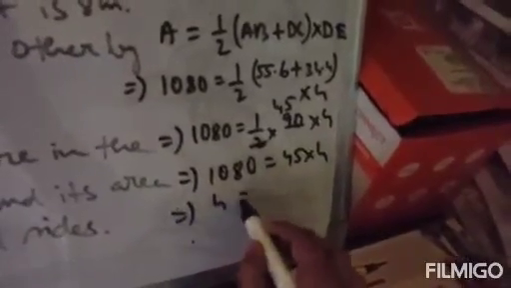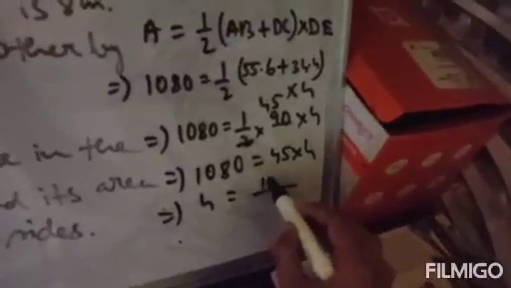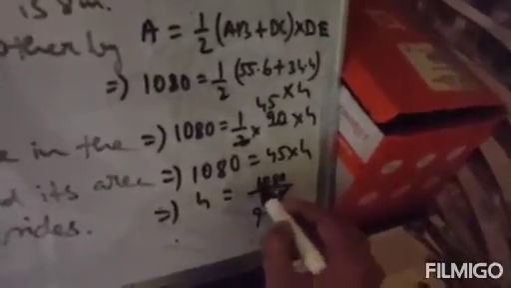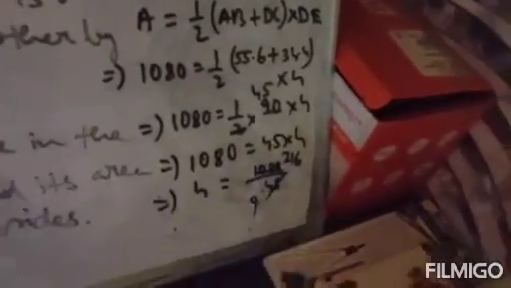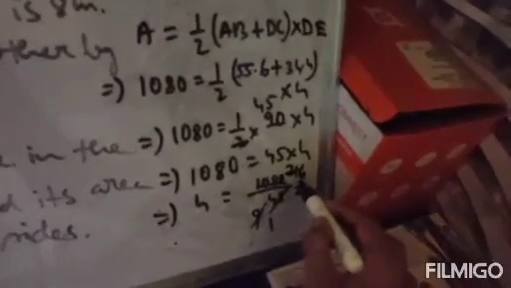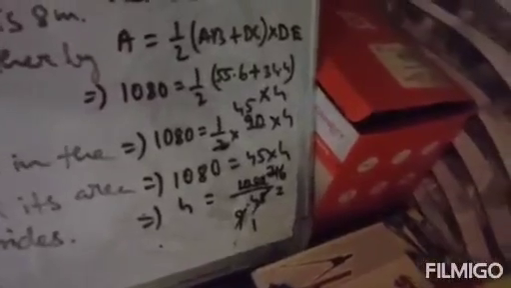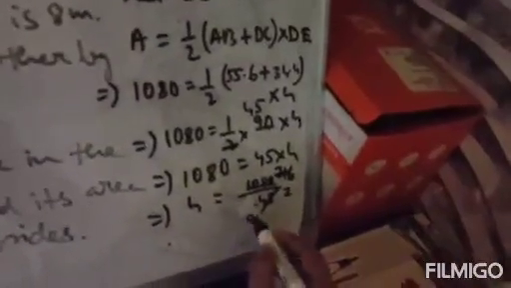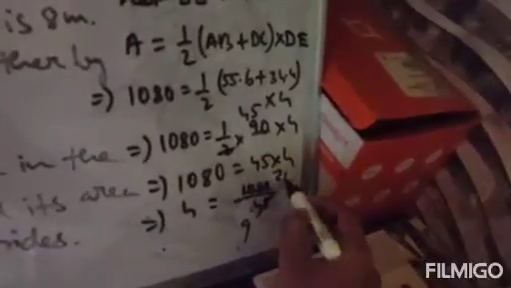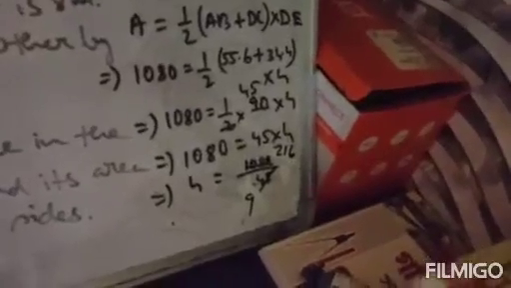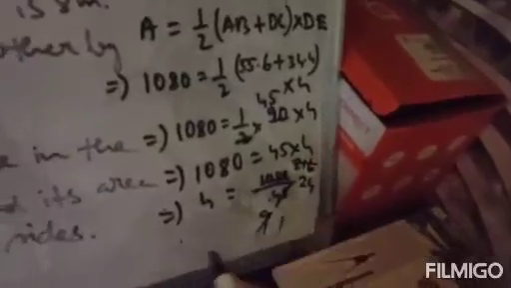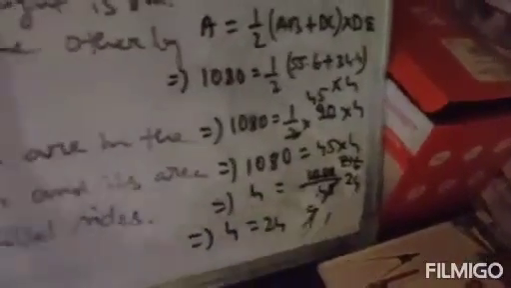Now write h equals to 1080 divided by 45. Now reduce it by 5, 5 9s are 45, 5 2s are 10, 5 16s are 80. Reduce it by 9 directly, 9 1s are 9, 9 2s are 18, so 9 2s are 18, 9 4s are 36, so 24, that means h is 24 centimeter.